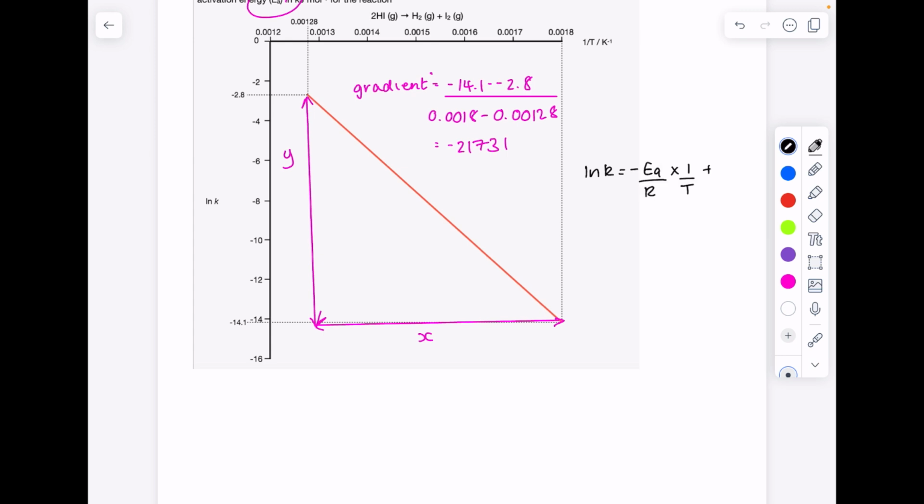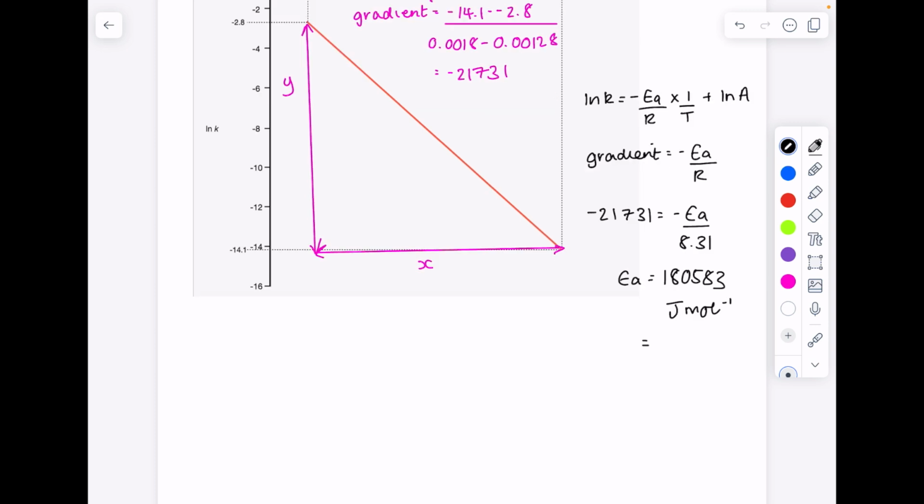So remember I said you needed to learn this equation. There's our y, our m, our x and our c. Remember that we said that the gradient is our activation energy divided by our gas constant R. We've just calculated the gradient. We know that R, the gas constant, equals 8.31, so just cross multiply and then get rid of your minus signs to get an answer which is 180,583 joules per mole. Final step is to get that into kJ by dividing by 1,000.